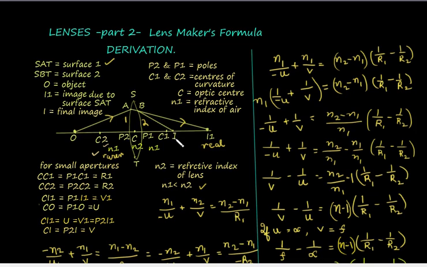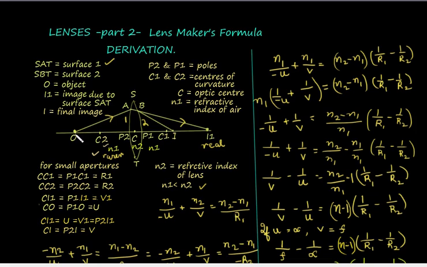In order to understand the image formation, let us consider the two surfaces of the lens, SAT and SBT. Let us first consider the surface SAT, which we marked as surface 1. A ray of light starts from O and strikes the surface 1 at point A. If surface 2 were not present there, then this refracted ray would pass on along this line and strike this point.